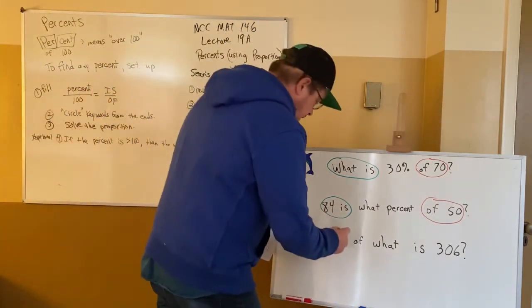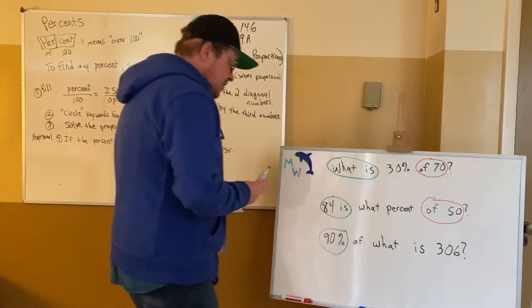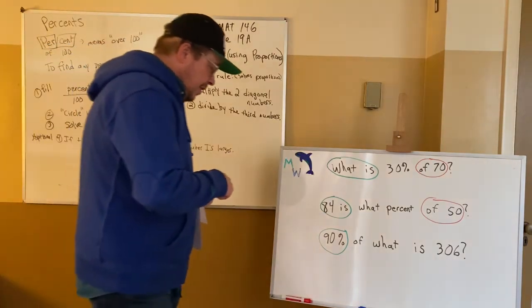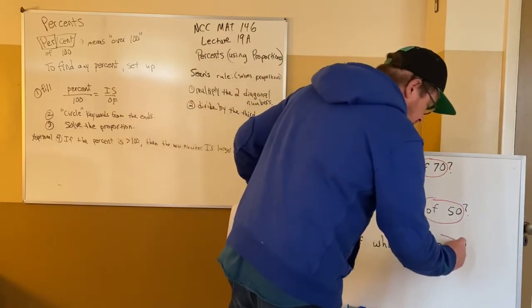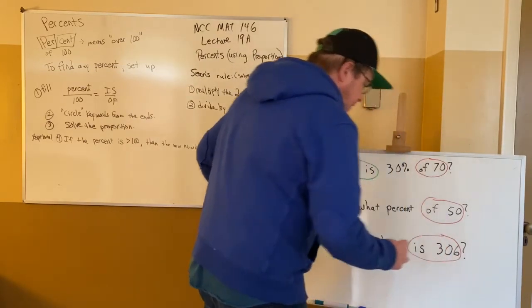Now if I go for this, at the beginning I do nail the 90%. Percent is the first word I hit going left to right. Start at the back, go right to left, where I see the 306, and I go on back until it hits is.